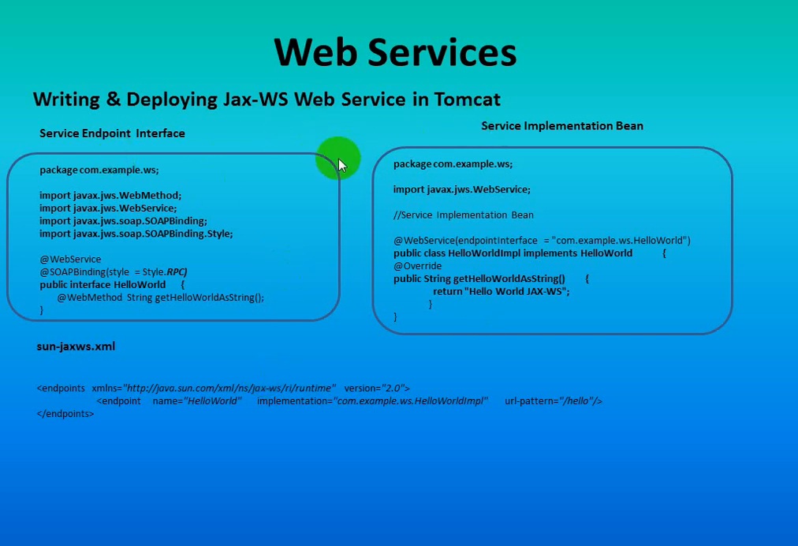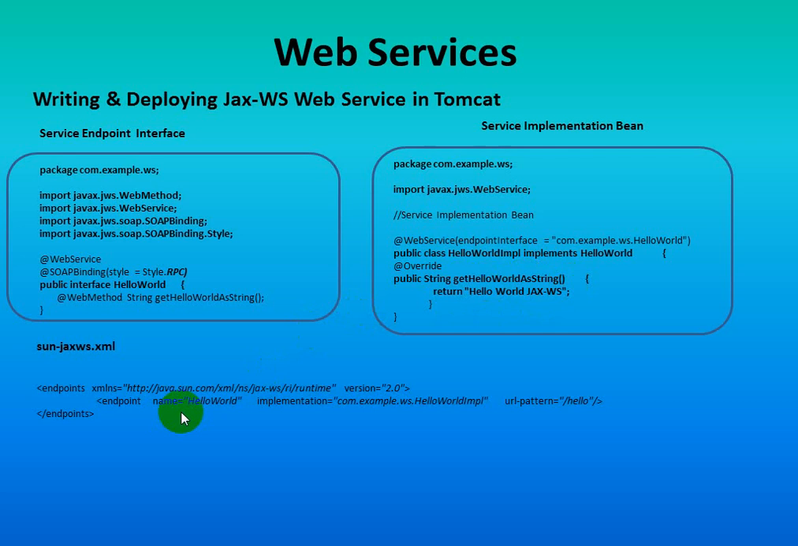So this is writing a web service and deploying it in Tomcat. The same example I have taken here also: the interface HelloWorld and the same method, getHelloWorld, returning a string. The return type is just the same, I'm returning hello world. I have not passed any parameter here, just calling that hello world method.